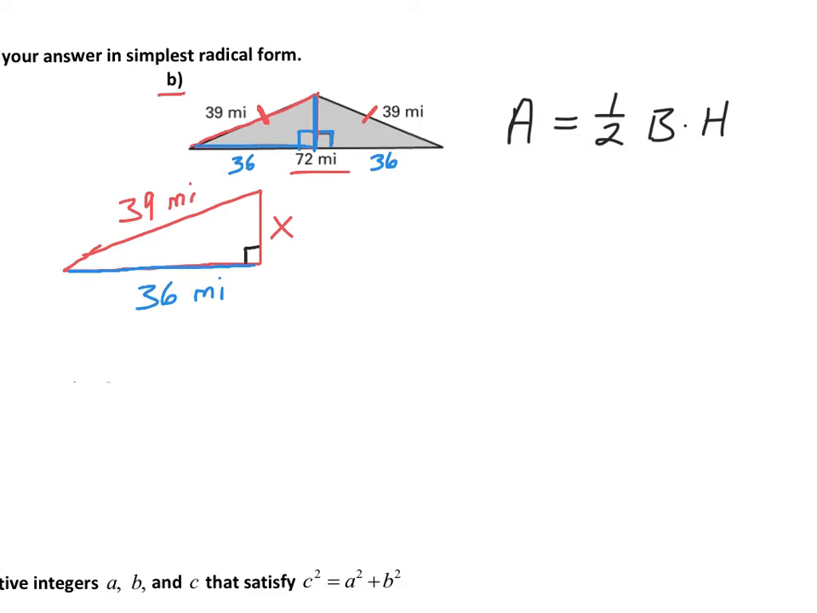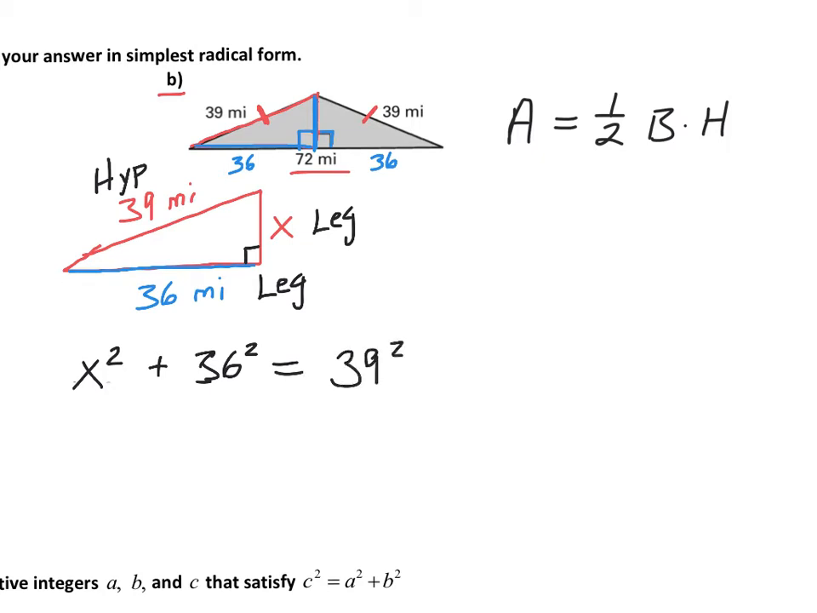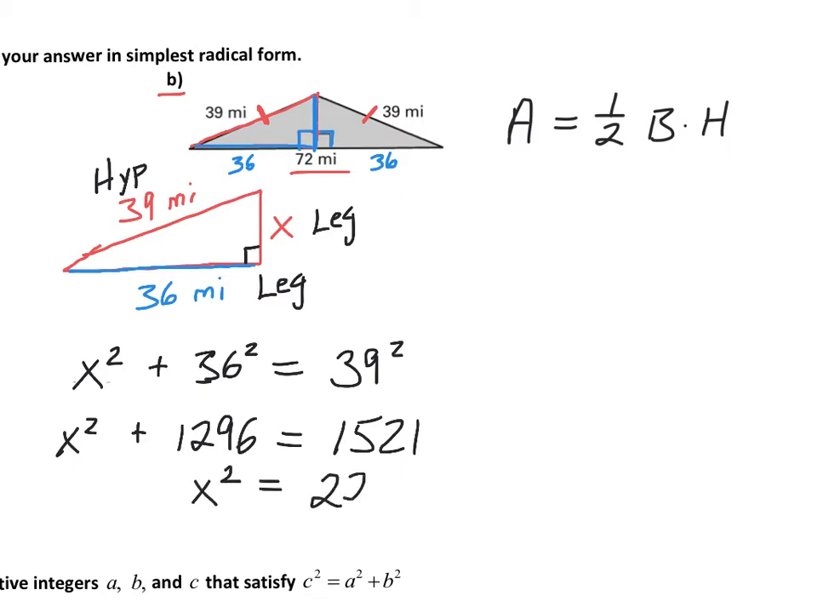Let's label all our parts. I know the right angle's down here, so 39 is my hypotenuse, x is my leg, and 36 is my other leg. Let's set up our equation. It's leg squared plus leg squared equals hypotenuse squared, 39 squared. So I'm going to have x squared plus 1,296 equals 1,521. After I subtract that, I'm going to end up with x squared equals 225. Conveniently for this one, once I take the square root, 225 is a perfect square. So x is going to equal 15.